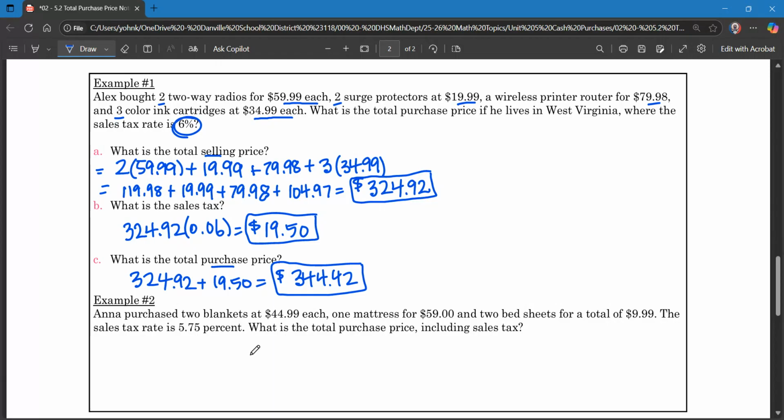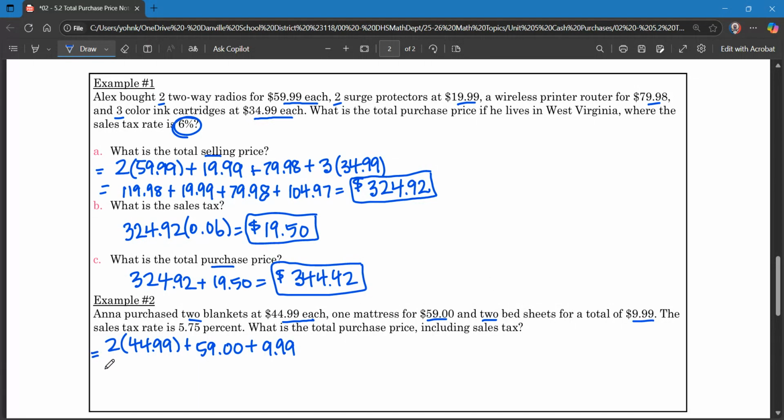All right, example number 2. Anna purchased 2 blankets at $44.99 each. Okay, so that means I'm going to have to multiply 2 times $44.99 plus 1 mattress for $59. Okay, so 1 mattress, so I don't have to multiply by anything. And 2 bed sheets for a total of $9.99. Oh, so that means I don't have to multiply either. The sales tax rate is 5.75%. What is the total purchase price including sales tax?